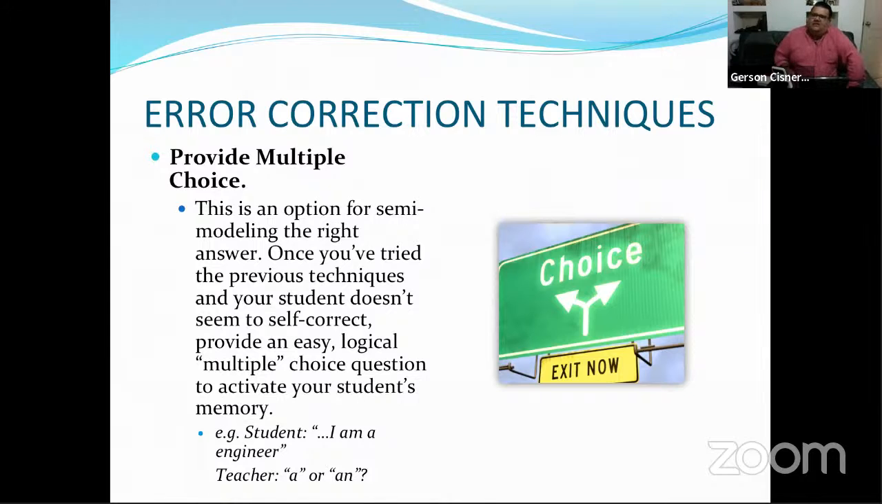Can you read this? Provide multiple choice. This is an option for semi-modeling the right answer. Once you've tried the previous techniques and your student doesn't seem to self-correct, provide an easy, logical multiple choice question to activate your student's memory. Example, student: I am an engineer. Teacher: A or am? Very good. So this is like multiple choice, exaggerating the correct answer, no?